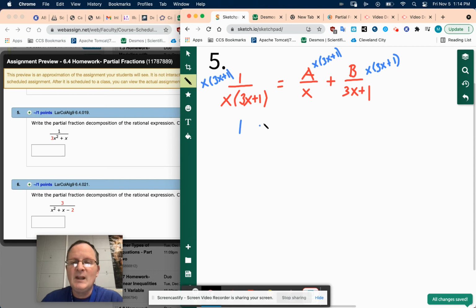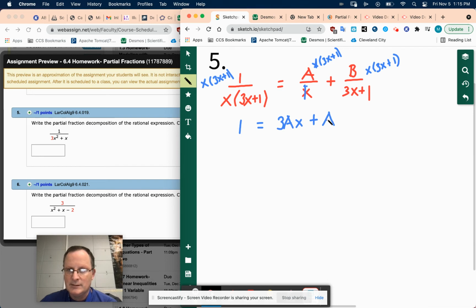Okay. All right, now watch this. On the right-hand side, these x's cancel. All right, and I'm left with this. I'm left with 3a times x, okay, plus, I'm distributing right here, plus a, and then over here, on the right-hand fraction, the 3x plus 1's cancel, and I just have b times x.